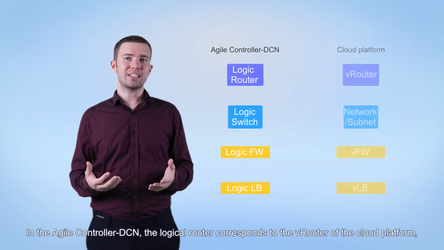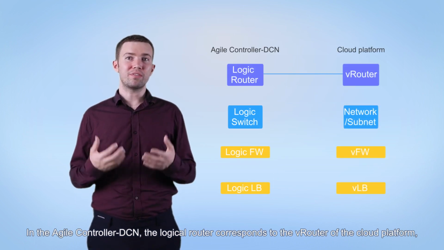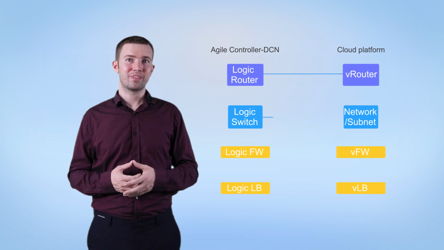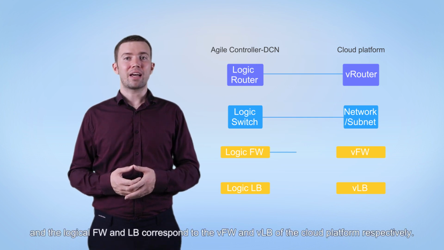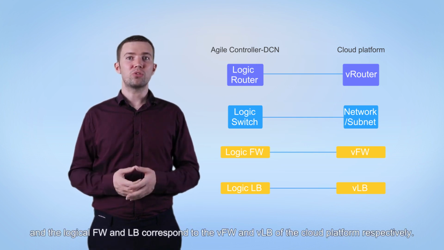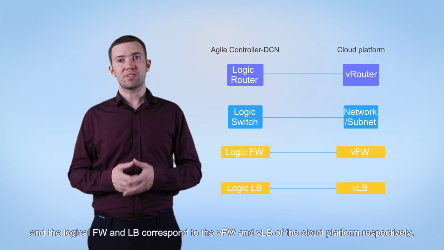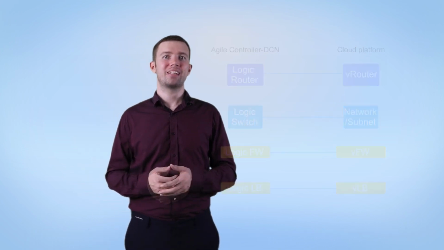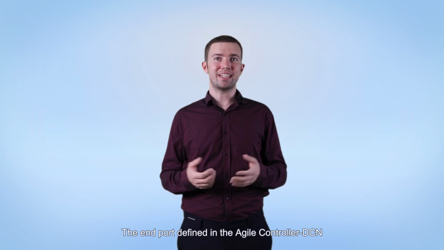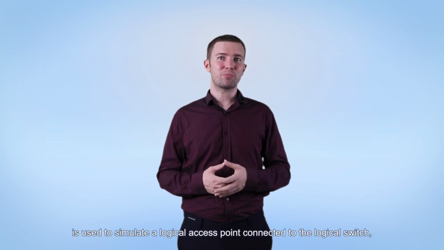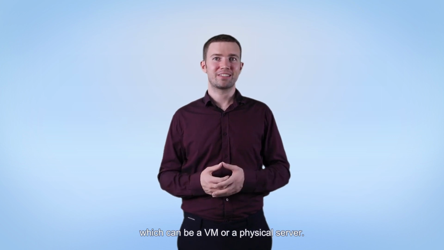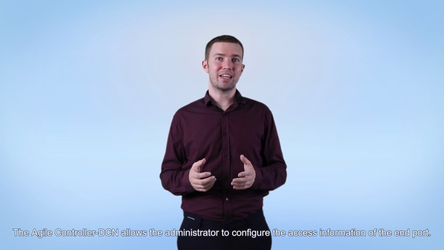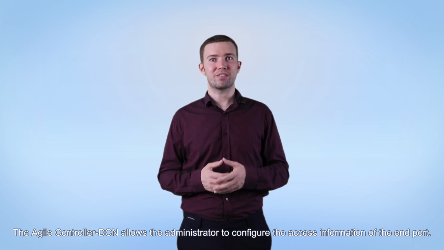In the Agile Controller DCN, the logical router corresponds to the vRouter of the cloud platform. The logical switch corresponds to the network or subnet of the cloud platform. And the logical FW and LB correspond to the VFW and VLB of the cloud platform, respectively. The endpoint defined in the Agile Controller DCN is used to simulate a logical access point connected to the logical switch, which can be a VM or a physical server. The Agile Controller DCN allows the administrator to configure the access information of the endpoint.